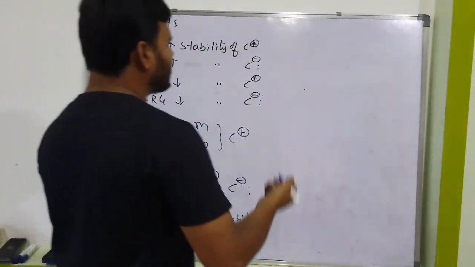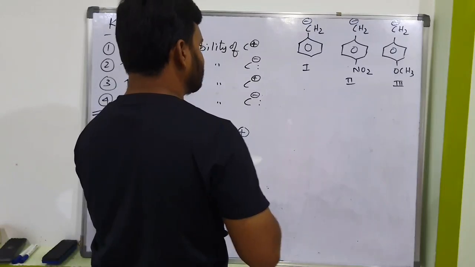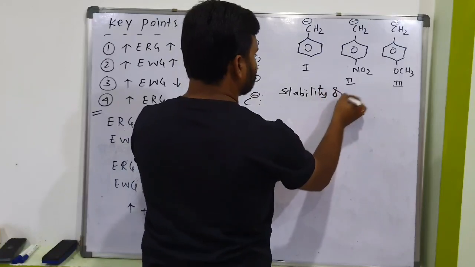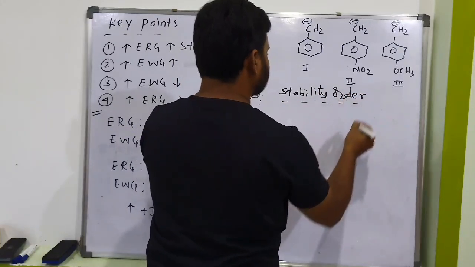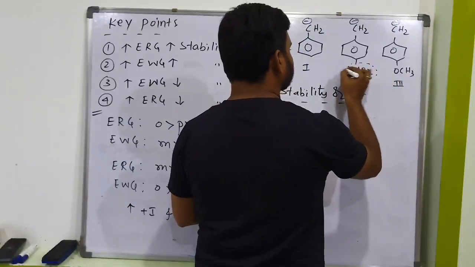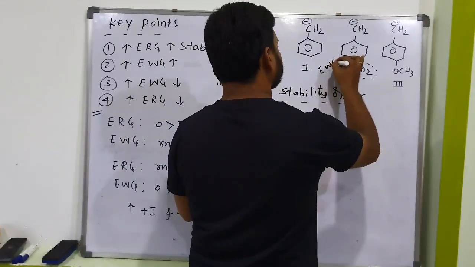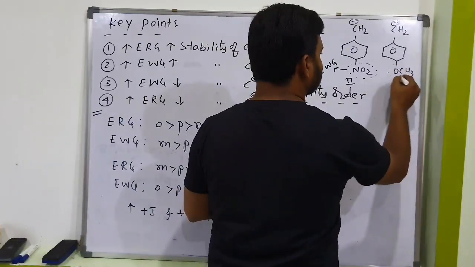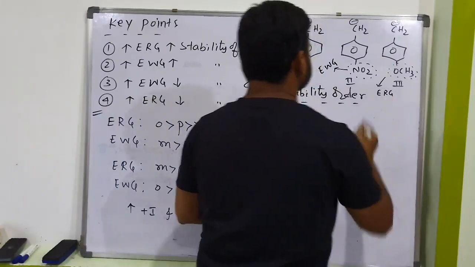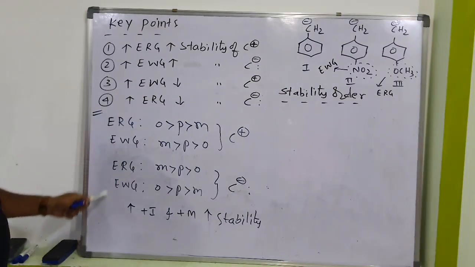Okay. Next, randomly I am going to ask some questions. Try to give the answers. Out of 3, which is more stable? Based on the key points, try to give the answer. What is the correct stability order? I am giving 30 seconds. Try to give the answer. NO2 is nothing but an electron withdrawing group. OCH3 is nothing but an electron releasing group. So these are carbanions. When it comes to carbanions, this is the order.